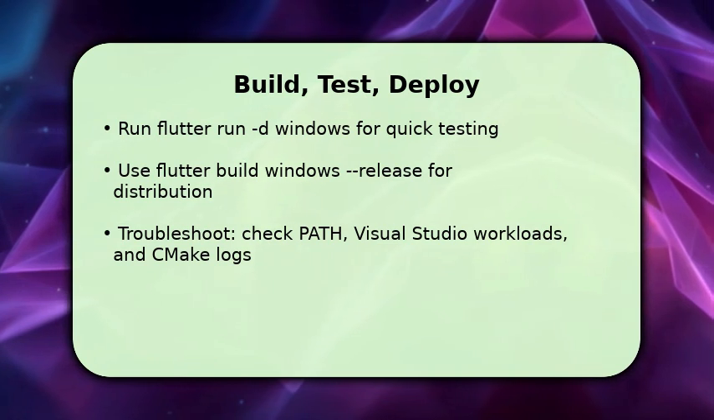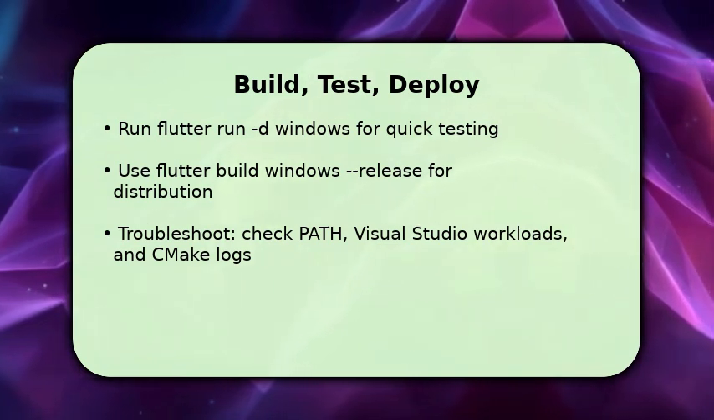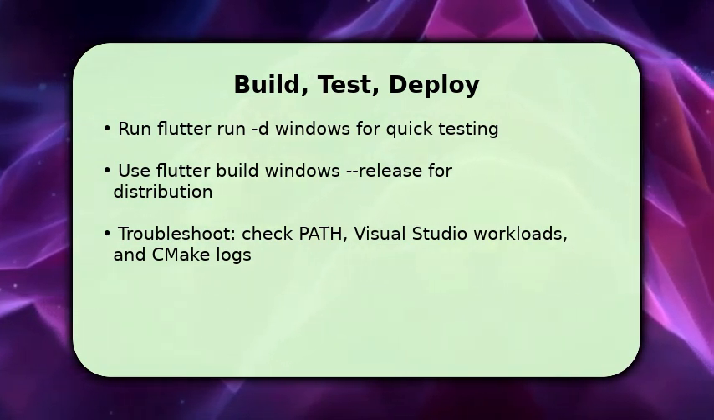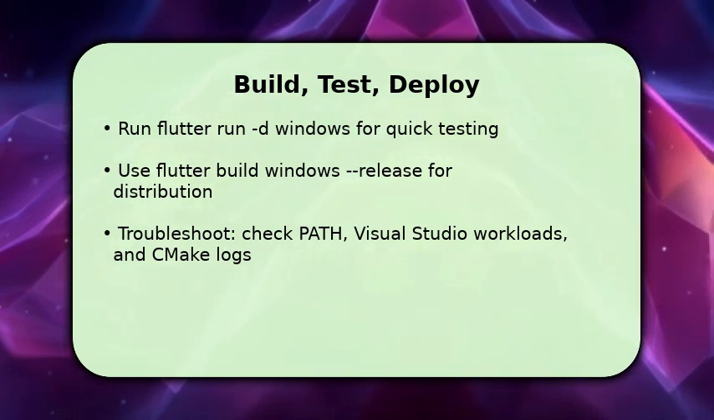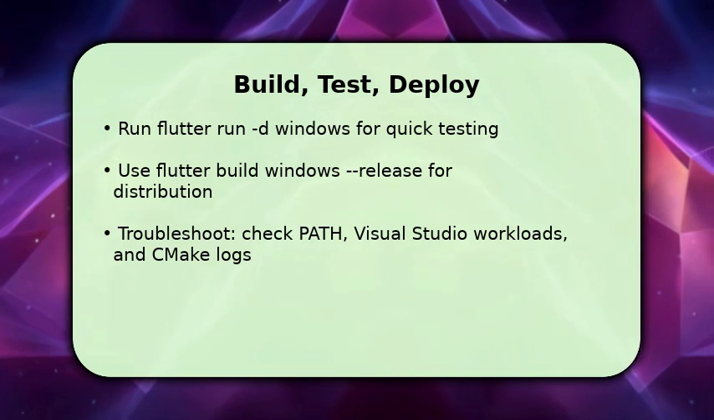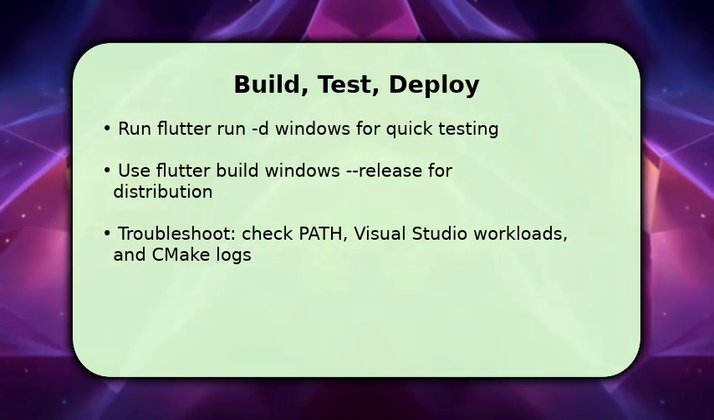If something fails, the key troubleshooting step is to inspect path, confirm Visual Studio desktop development and C++ tools are installed, and review CMake and Flutter build logs for precise error messages.